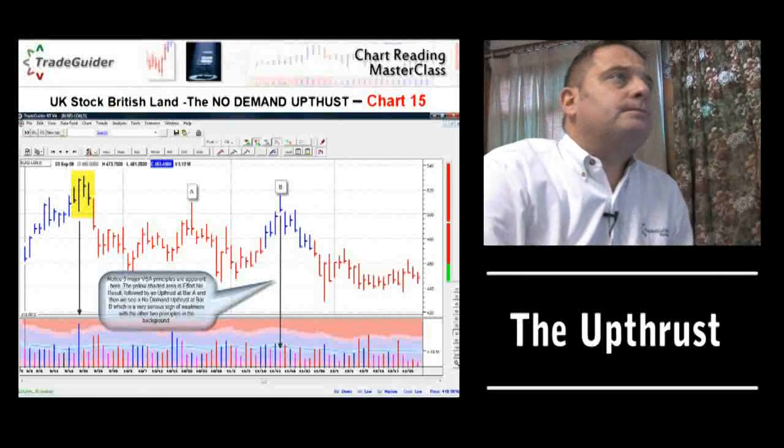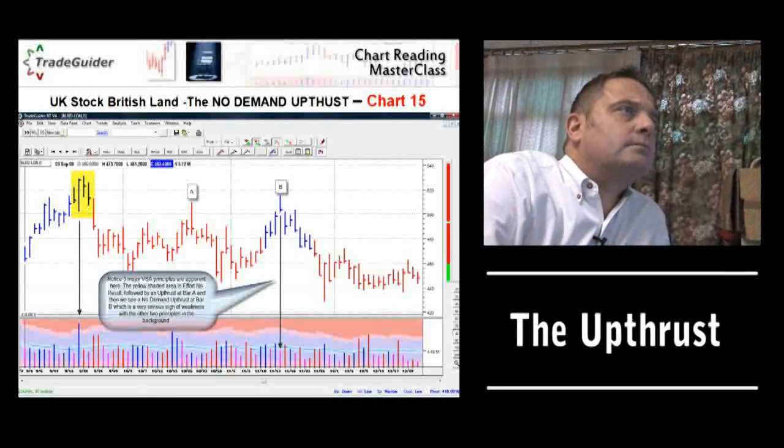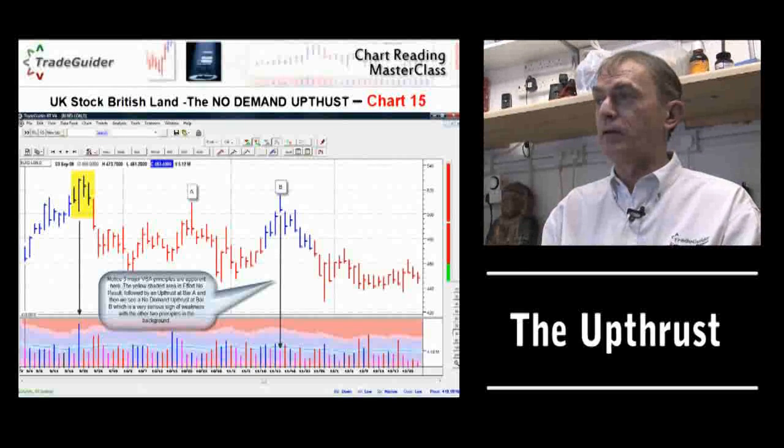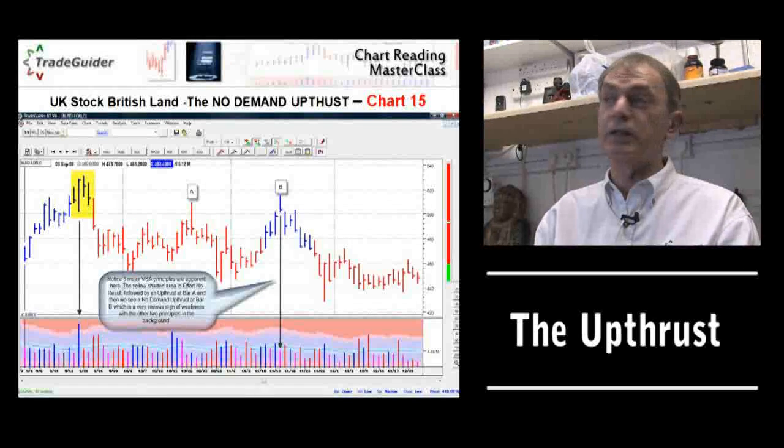They're probably doing a little bit more distribution, because I'm looking at the bar before B. That's an up bar, and that shows a little bit of selling in there. So I suspect that they still had a little bit of selling to do, which is why they were holding it up.